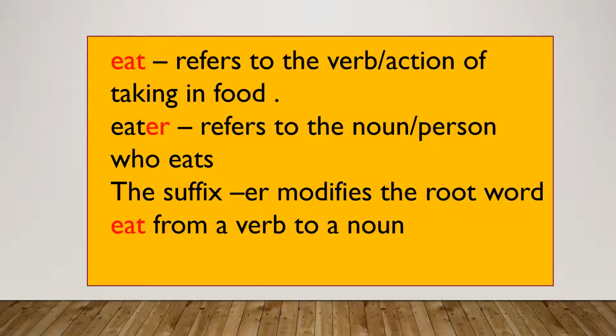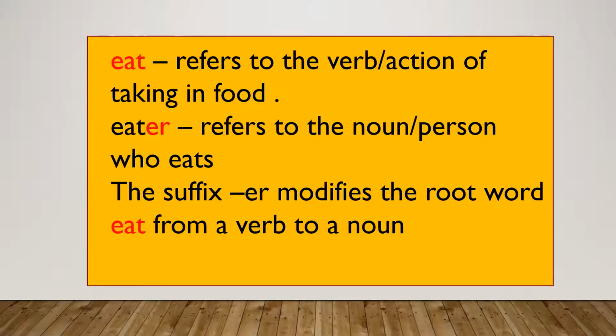Now student, let's see an example. For example, the root word eat. Eat refers to the verb or action of taking in food. However, student, the word eater refers to the noun or person who eats. Correct student? So, the suffix er modifies the root word eat from a verb to a noun.